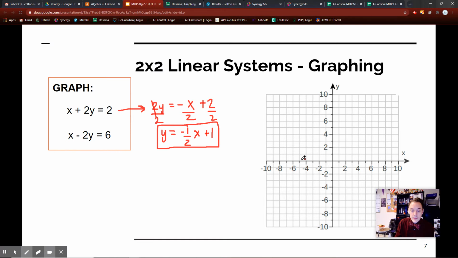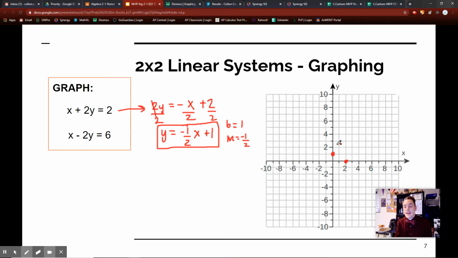Okay, so let's graph it. So my b right now, my y-intercept is 1, and my slope is negative 1 half. So b is 1. Oops, not right there. That's my x-axis. Shouldn't be putting it right there. So b is 1 right here. And if I go down 1 over 2, that is where it crosses.